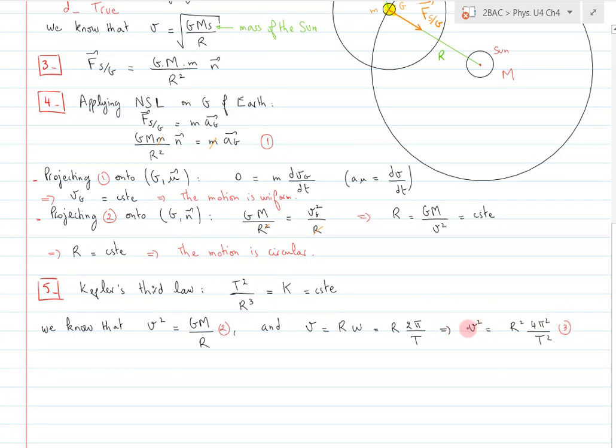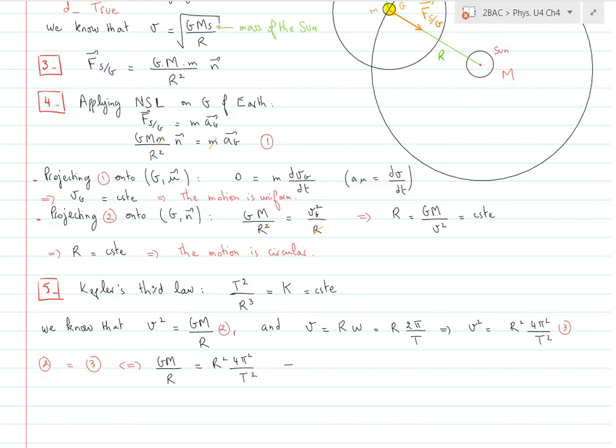So we have two expressions of the same quantity, which is V square, which means that 2 is equal to 3. This means that GM over R is equal to R square 4 pi square over T square.